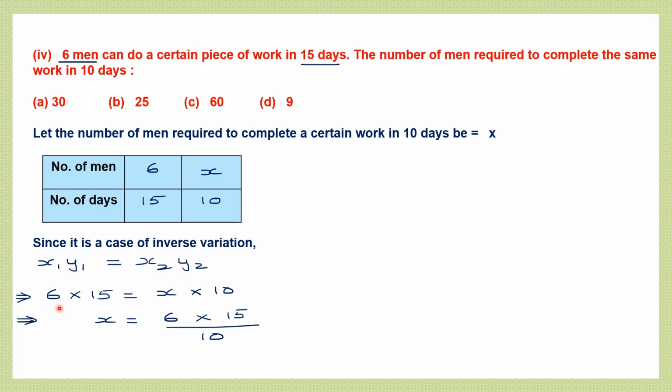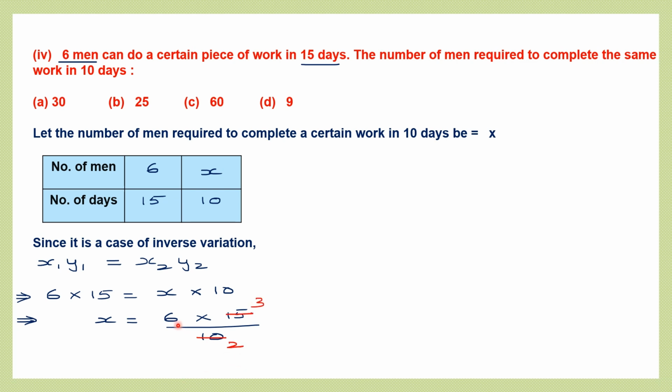So we have left this as it is, 6 into 15, and we have moved the 10 from here to that side. Because it's multiplication, it has now become division. Now let's cancel. We can cancel 6 and 10 or 10 and 15. Let's do 10 and 15 by 5. 5 twos are 10 and 5 threes are 15.